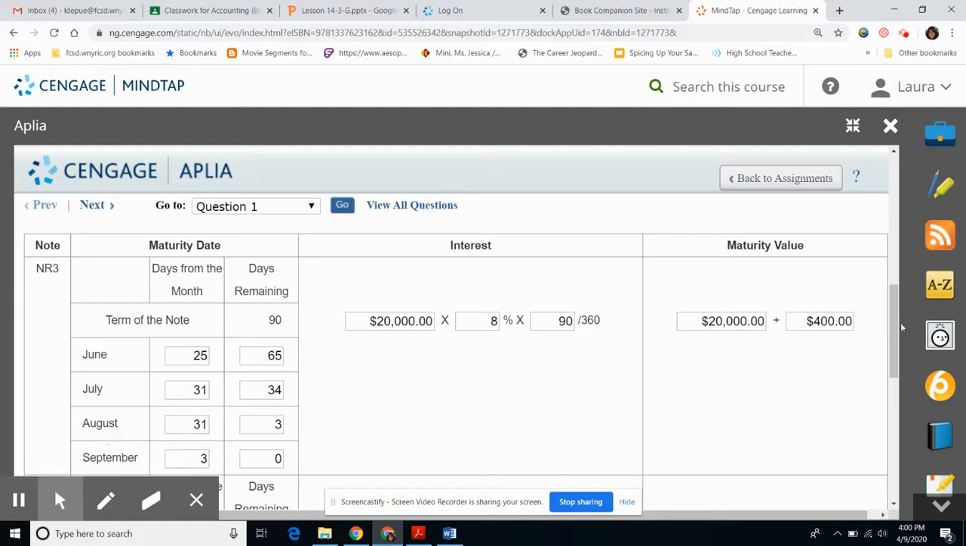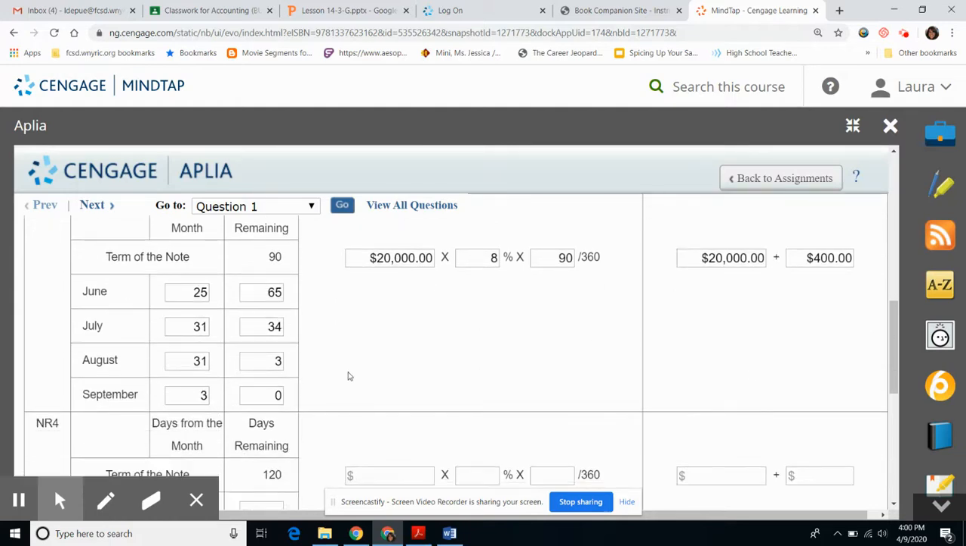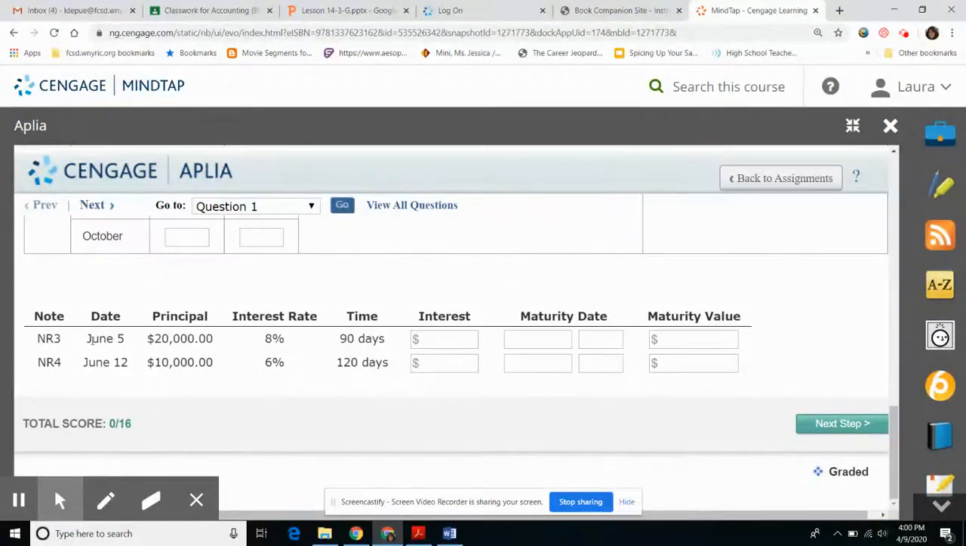From this information that we just gathered from the calculations, we're going to scroll down here. For this NR3, remember it's June 5th, $20,000 principal, 8%, 90 days. From our information above, our interest is $400 that we figured out. Our maturity date is September 3rd, so we're going to type that in. And our maturity value is the total that we calculated, which was the $20,400.